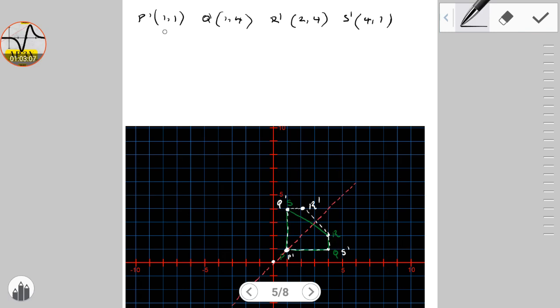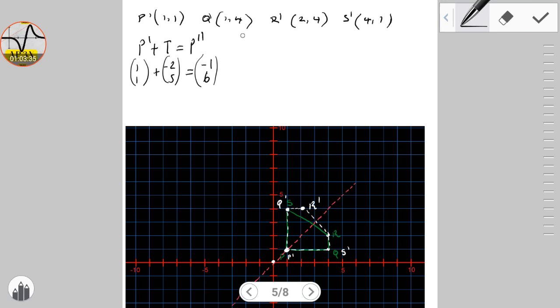Now P prime plus the vector will give us P double prime, that's the second image. So P prime, that's 1, 1, will be added to minus 2, 5. So that's 1 plus minus 2, that's minus 1, and 1 plus 5 is 6. So that's going to be our second image.